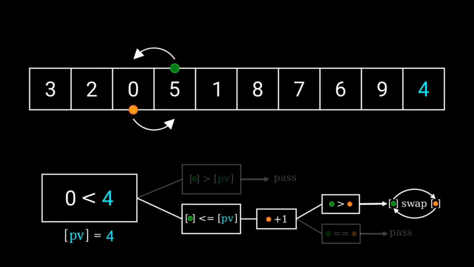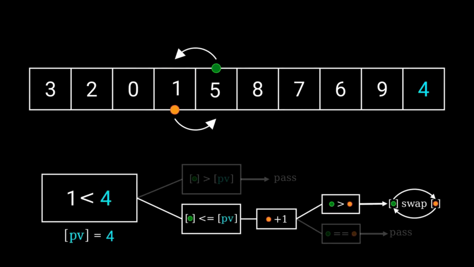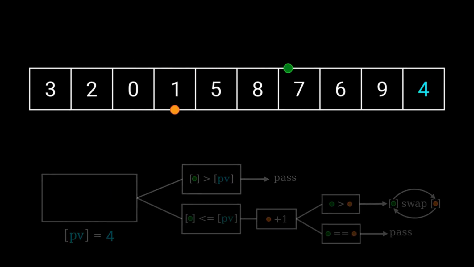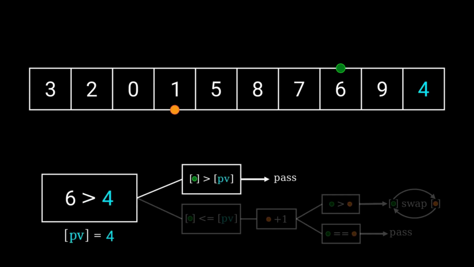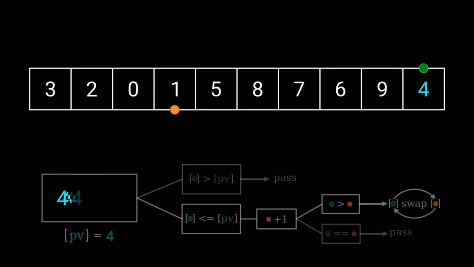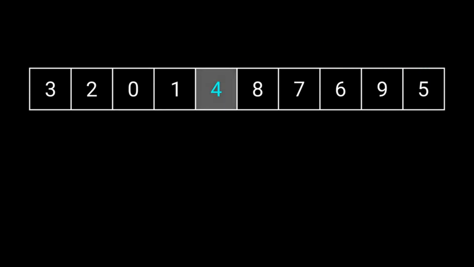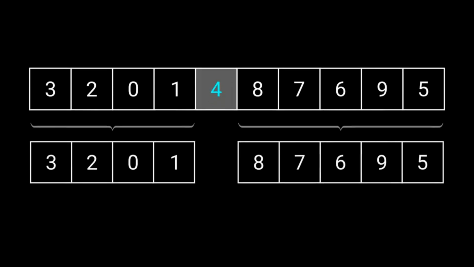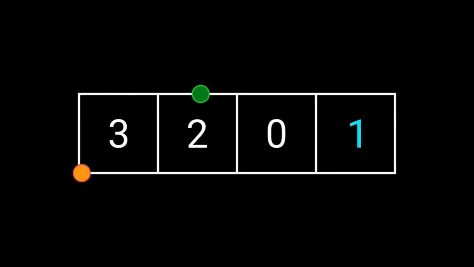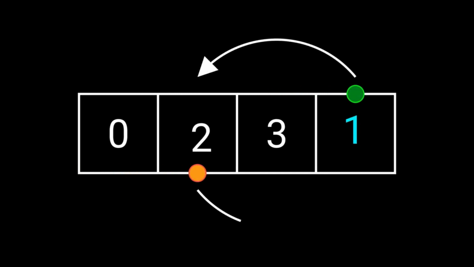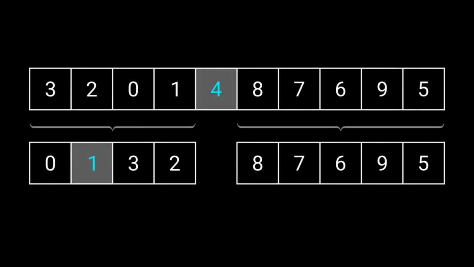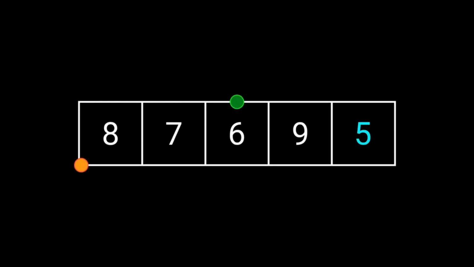So what exactly is quicksort? At its core, quicksort is a divide and conquer algorithm. It basically works by selecting a pivot element from the array and partitioning the other elements into two sub-arrays according to whether they are less or greater than the pivot. If this is not understandable, don't worry, I'll make you understand.